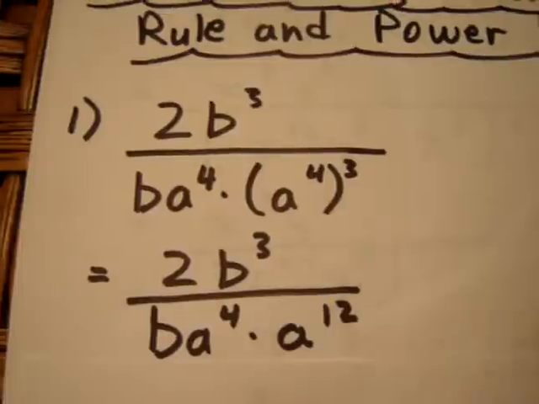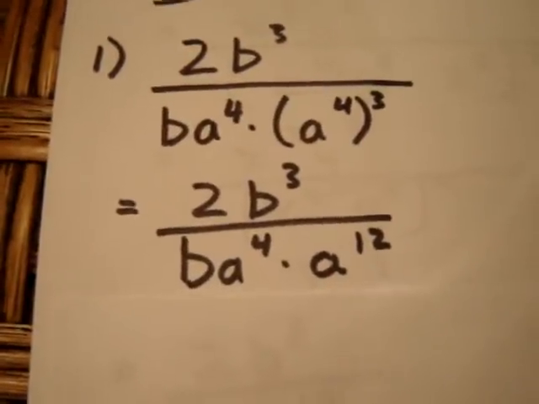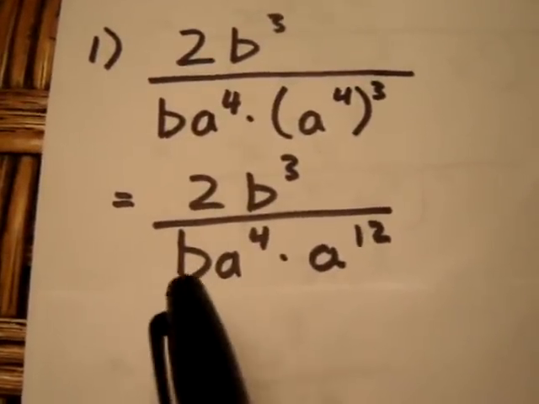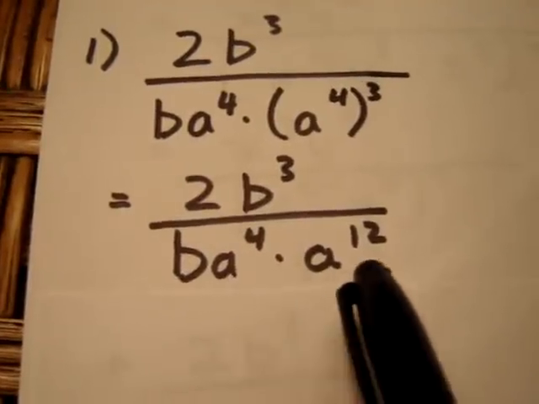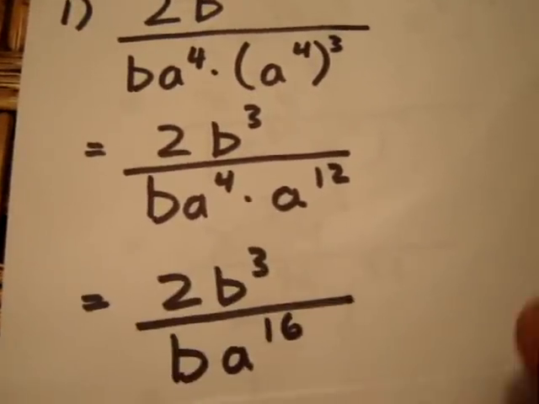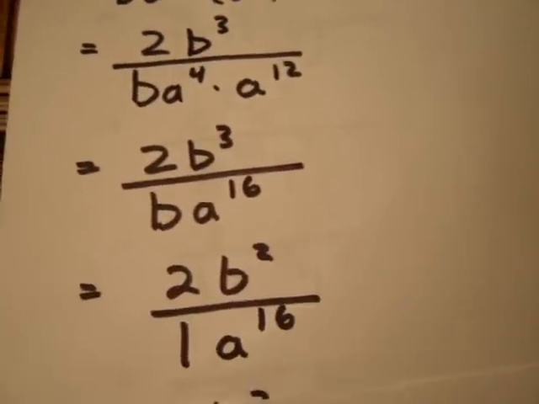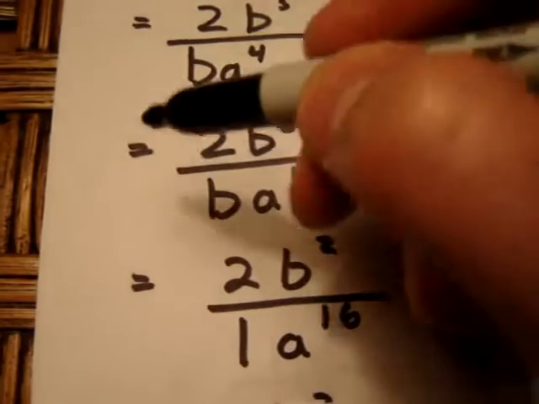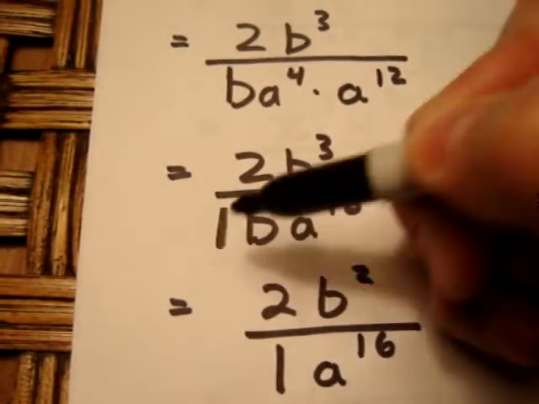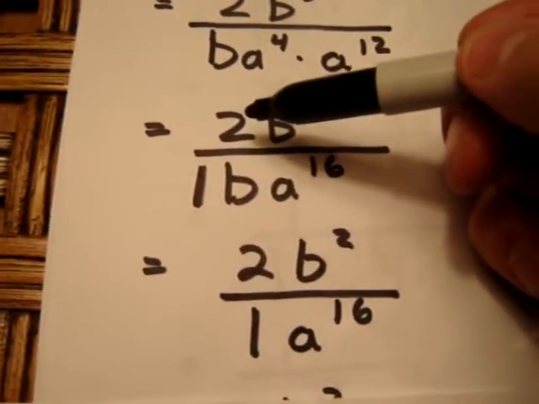We do our power rule first. Well then, in our denominator we have b. We're also going to have a to the 16. So we'll have 2b cubed over b a to the 16. Well, let's think of our coefficient of b as being 1. We're now in a position to divide.